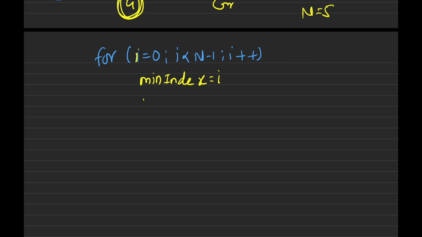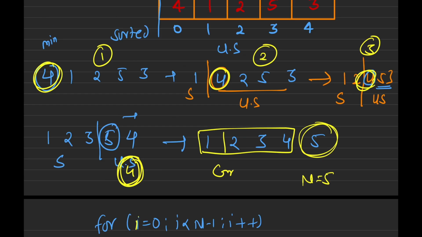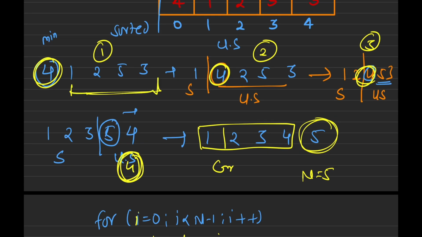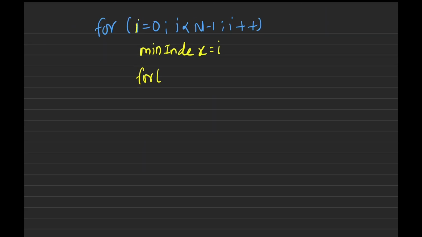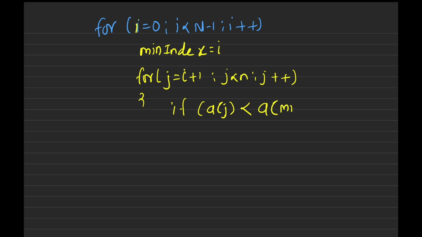And now what I will do is I go on checking for the smallest element to the right of that element, which is less than this 4. So it will go from i plus 1 till n, j plus plus, and it will simply compare if a of j is less than a of minimum index. Minimum index is nothing but the index of the smallest element. If it is, I will simply update my minimum index to j.